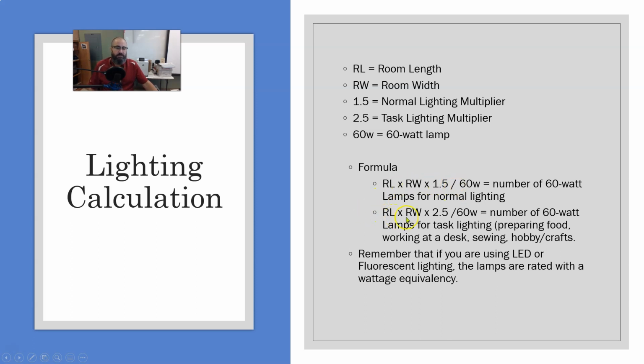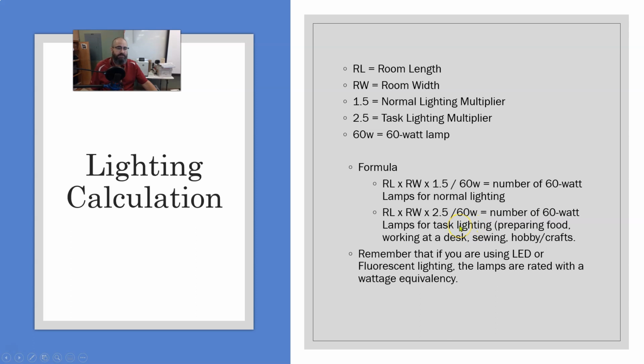The formula for task lighting, or for areas that need brighter lighting, is going to be this formula right down here. So it's room length times room width times 2.5 divided by 60 watts, and that would be the number of 60-watt lamps for task lighting.